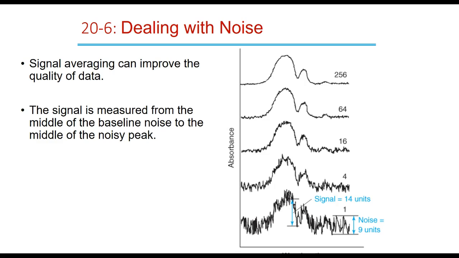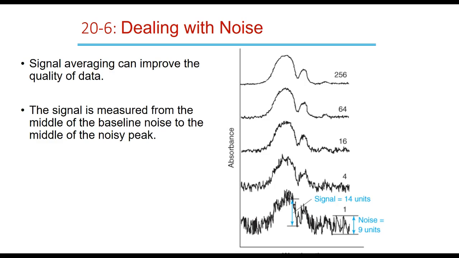The signal is measured from the middle of the baseline noise to the middle of the noisy peak. We define the signal based on the noise. So that's why we spend so much time on noise. Because look at this. How do you call a peak, and when is it noise? Well, you don't know that until you can actually see a big difference between the two.